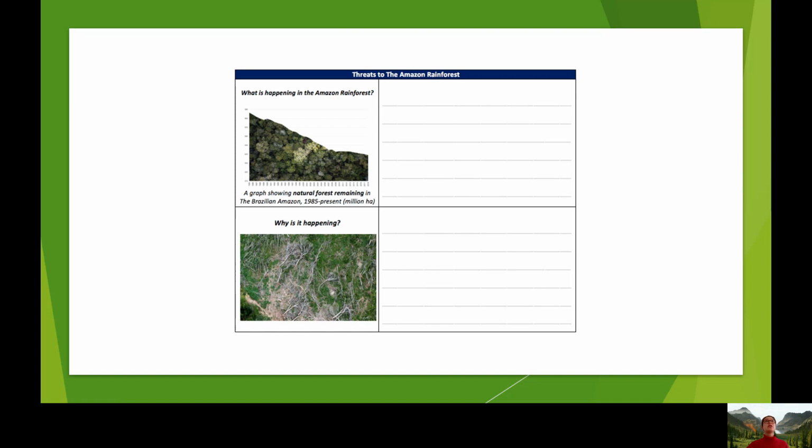So I would like you to please fill in this worksheet. If you can't print it off, no problem, just write the answer in your book. I would like you to do two things. First, explain what is happening in the Amazon rainforest. So you can refer to deforestation, the cutting down of trees, and the rate at which it's happening. And then I would like you in a few sentences to explain why it's happening. There are many reasons. Try and give me two reasons.